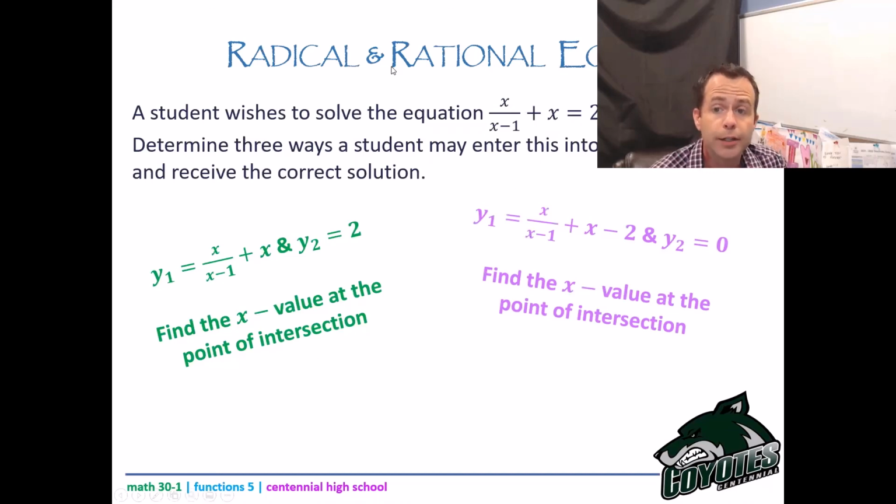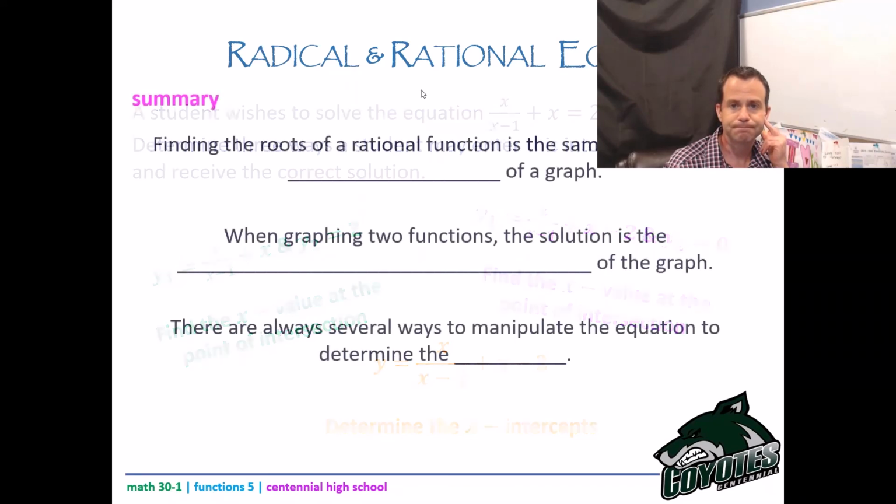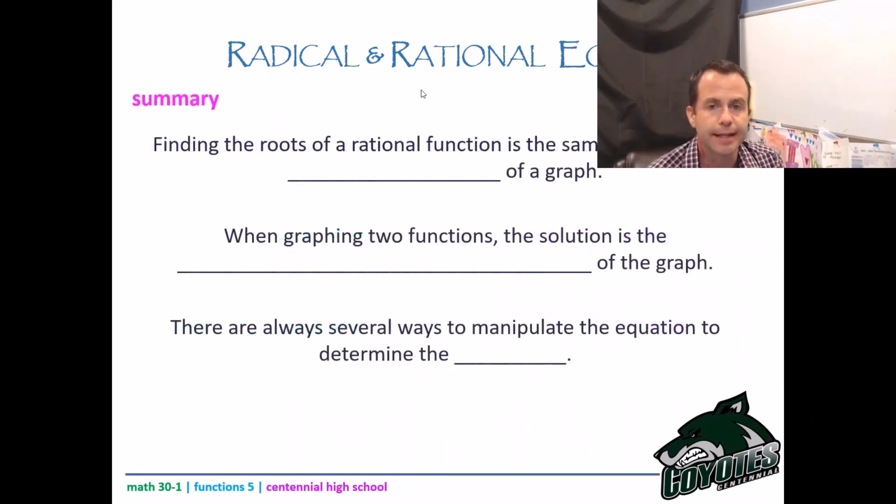Or I could have said, if I'm going to bring everything over to one side, I don't even need a system anymore. I could just bring everything over to one side, and I could look for the x-intercepts, because the x-intercepts are where y equals 0. True. So that's another way I could do it. So there are 3 different ways I could take the same question, manipulate it differently, and arrive at the correct answer. All right, so let's summarize that now.